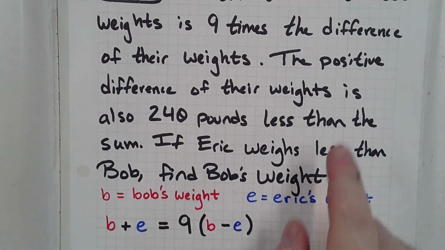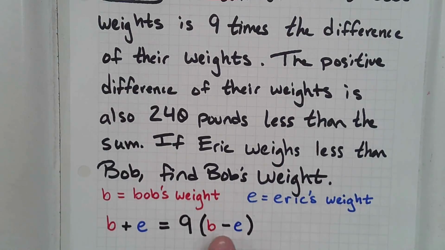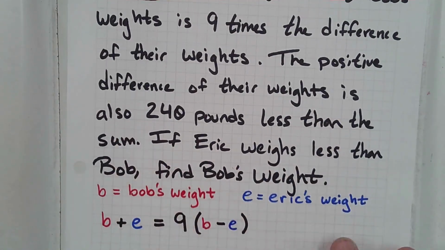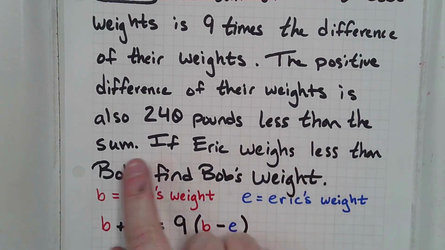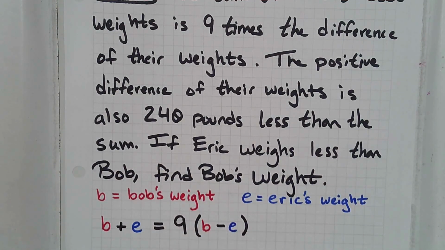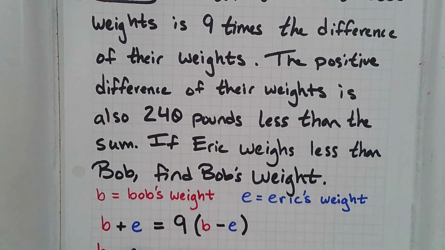Cool. It says the positive difference of their weights is also 240 pounds less than the sum. So if you want to think about it like this, the positive difference in their weights, so that's B minus E again because Bob is heavier than Eric, is 240 pounds less than the sum. So here's the sum, B plus E.